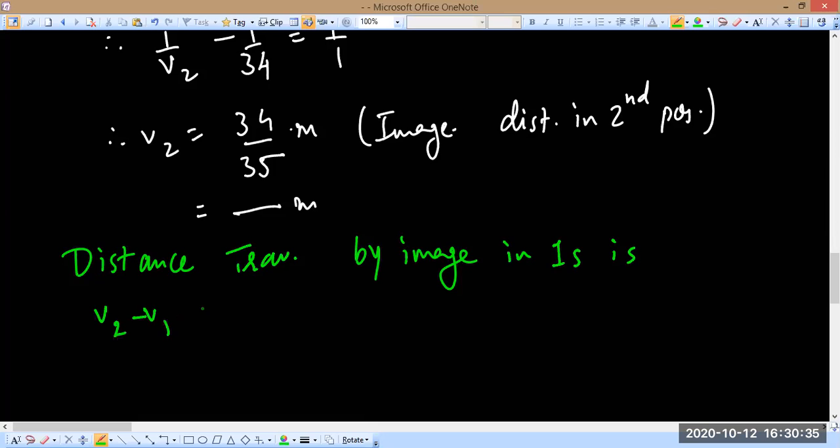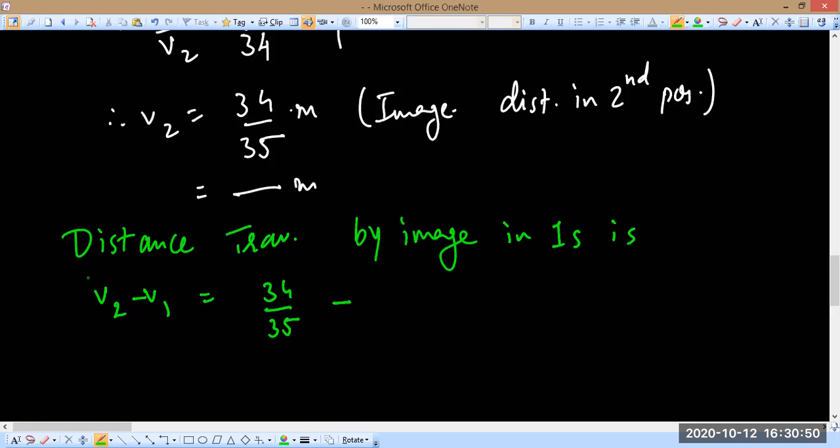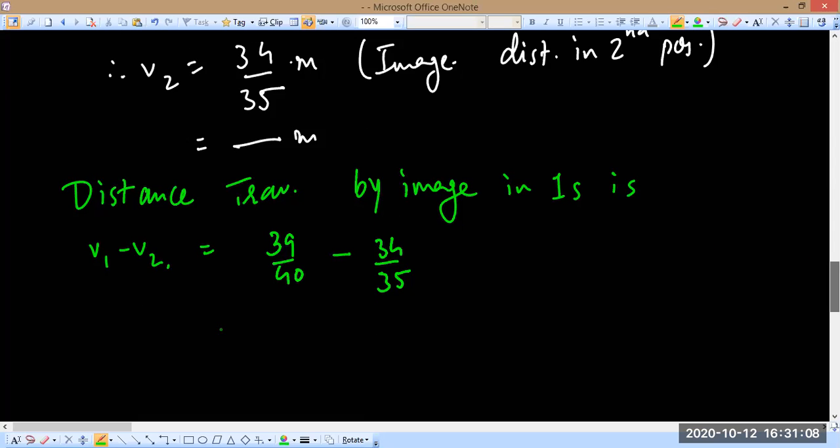v2 minus v1. That is going to be 34 by 35. Which is bigger? 1 by 2 is bigger, 2 by 3 is bigger. Yeah. So sorry, it's actually v1 minus v2, so write it like this. Right? I drew the diagram the wrong way round. So be careful with that. So this is going to be 39 by 40 minus 34 by 35. If you have used the calculator, you may have already divided it. Just put the values here however you like. So this will give you distance traveled by image in 1 second.